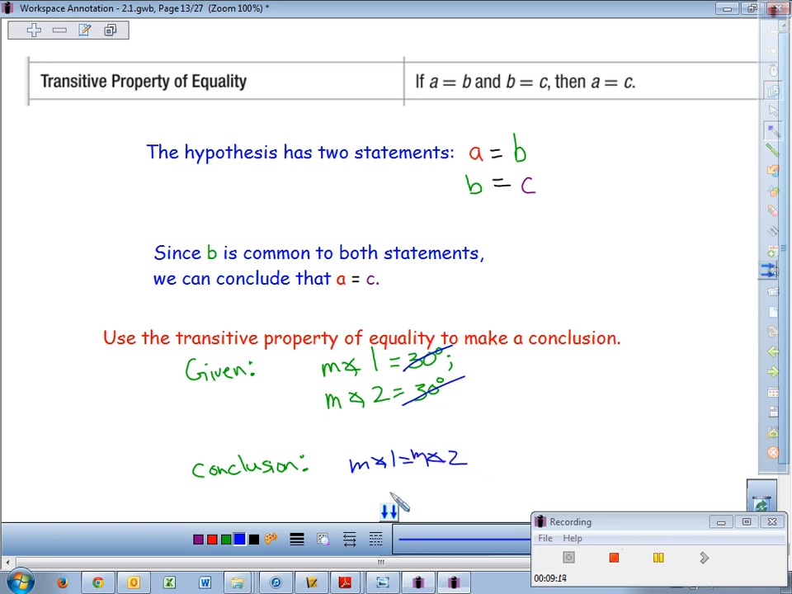If the measure of angle 1 is 30 degrees and the measure of angle 2 is 30 degrees, shouldn't the measure of angle 1 be the same as the measure of angle 2? We will use this more often than you can shake a stick at. I don't know why you're shaking sticks at stuff, but we'll use it often.